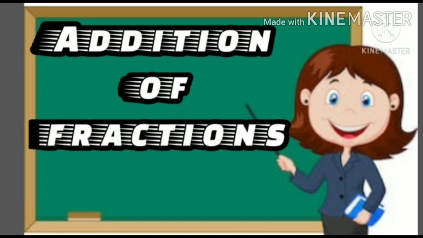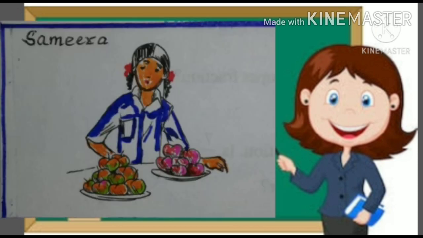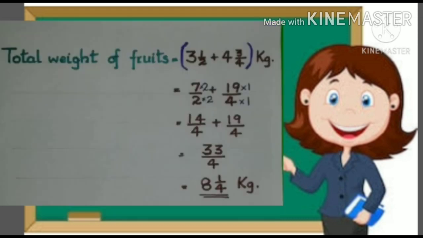Addition of fractions. Let us solve a sum. Samira purchased 3.5 kg of apples and 4/3 kg of oranges. What is the total weight of fruits purchased by her? The total weight of fruits is equal to 3.5 plus 4/3 kg. When we convert mixed fractions into improper fractions, we get 7 upon 2 plus 19 upon 4. Now, find the common denominator for these fractions.